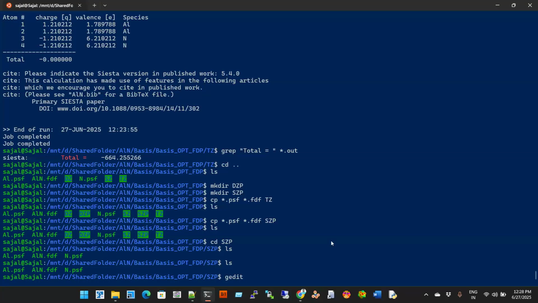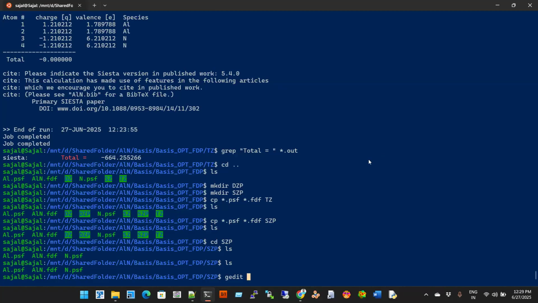Now we want to calculate for SZP. The calculation is simple. SZ simple single zeta, DZ double zeta, TZ triple zeta, and corresponding single zeta plus polarization, double zeta plus polarization, and triple zeta plus polarization. And we want to find out the effect on the energy in all these cases.